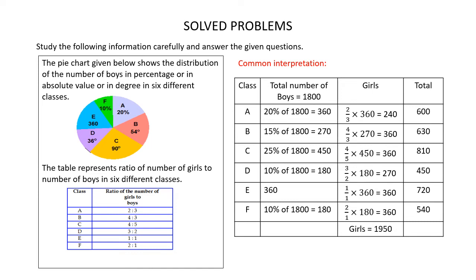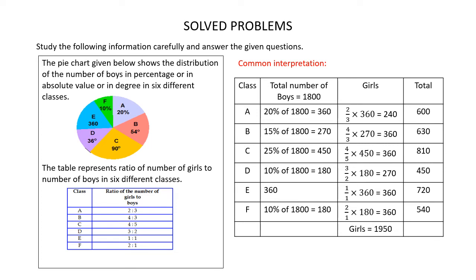There are 180 boys and 270 girls in class D, so the total number of students in class D is 450. There are 360 boys and 360 girls in class E, so the total number of students in class E is 720. There are 180 boys and 360 girls in class F, so the total number of students in class F is 540.